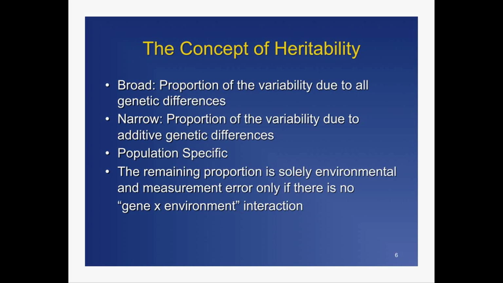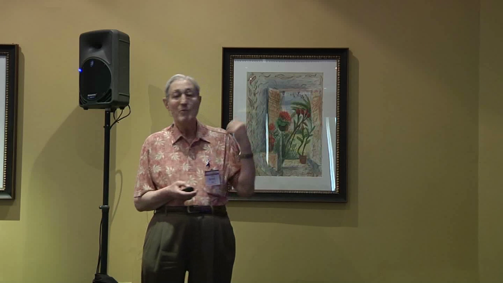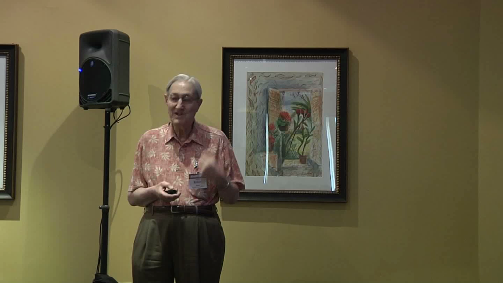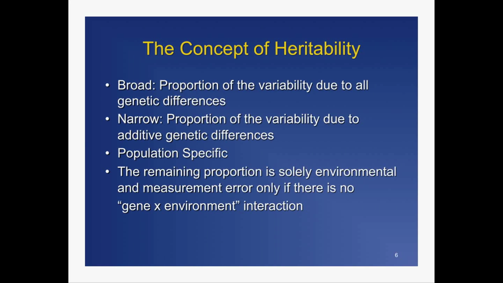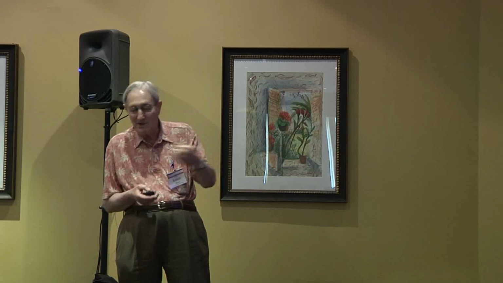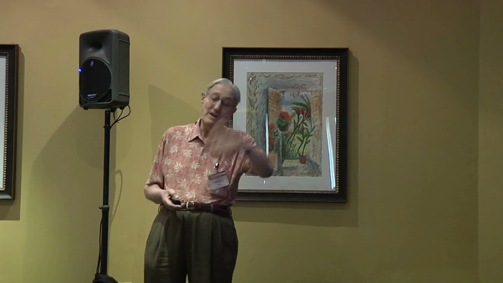There are different definitions. The broad definition of heritability is the proportion of variability due to all genetic differences in the population. Narrow is the proportion of variability due to additive genetic differences, because that is what's transmitted from parent to offspring. But I want to point out that heritability is a population-specific concept. I don't know why, but people will tell you the heritability of this trait, that trait. They'll never tell you what population. It's as stupid to talk about the heritability of a trait X as it is to talk about the heritability in a population Y.